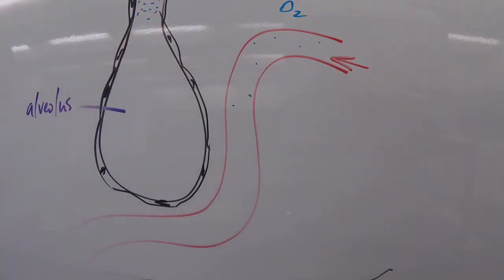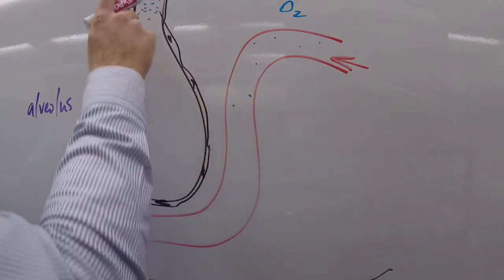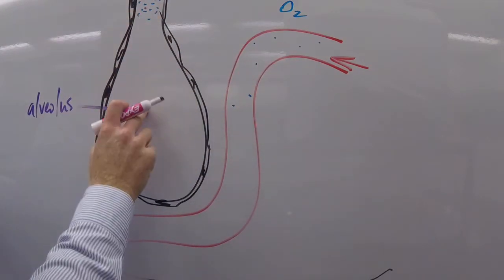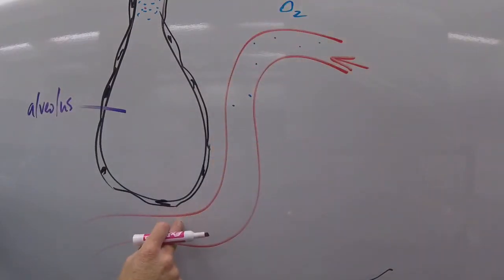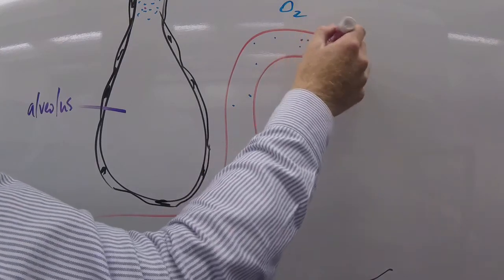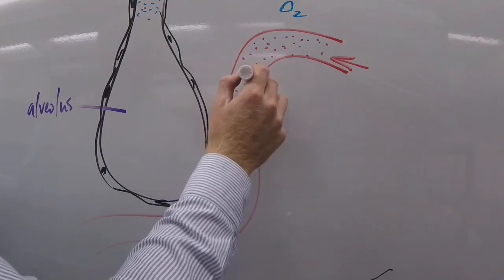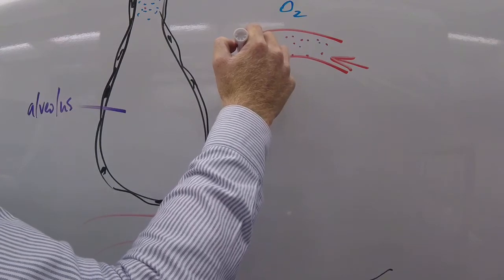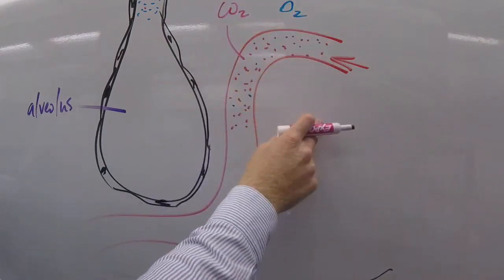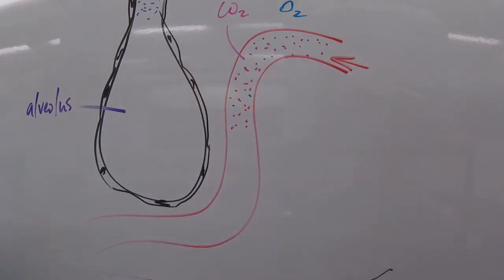If I were to do carbon dioxide, I'll draw carbon dioxide in pink. There's going to be just a little bit of carbon dioxide in the air that enters into our lungs. The blood that returns from the body to the lungs is going to contain a whole lot of carbon dioxide because our cells produce carbon dioxide as a byproduct of cellular respiration. So this is CO2. All this carbon dioxide is inside the blood returning to the lungs.